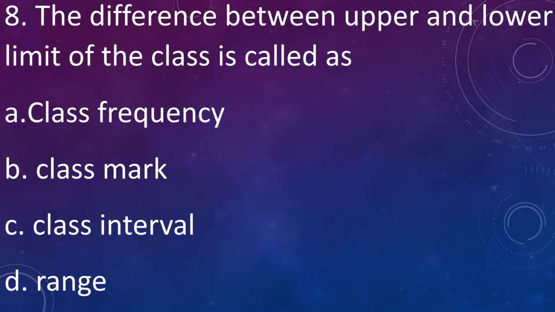And difference between upper and lower limit of class is called as A, class frequency, B, class mark, C, class interval, D, range. Answer is class interval. The difference between upper and lower limit of a class is called as class interval.